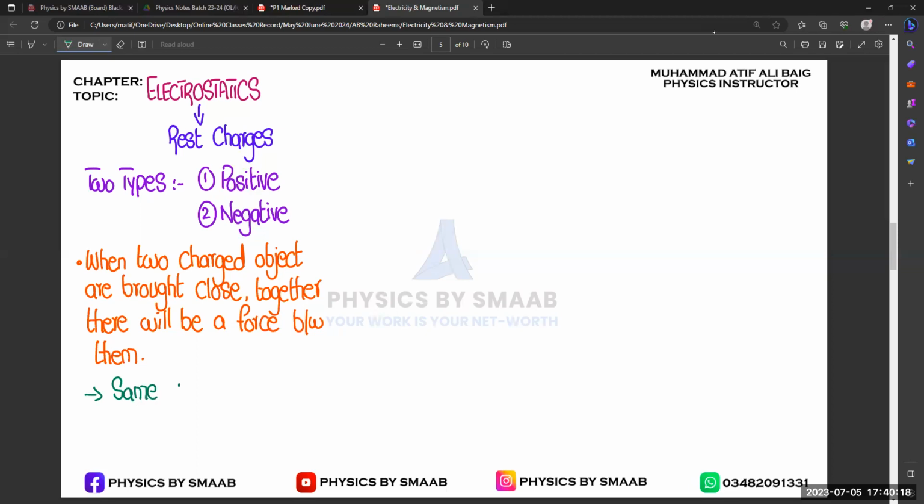So again, the same concept. If we are talking about charges, same charges will repel, and unlike charges will attract. That's right. So this is very easy and very similar to magnetism, only the concept is different. Where we have poles in the magnetism topic, here we have charges, right?